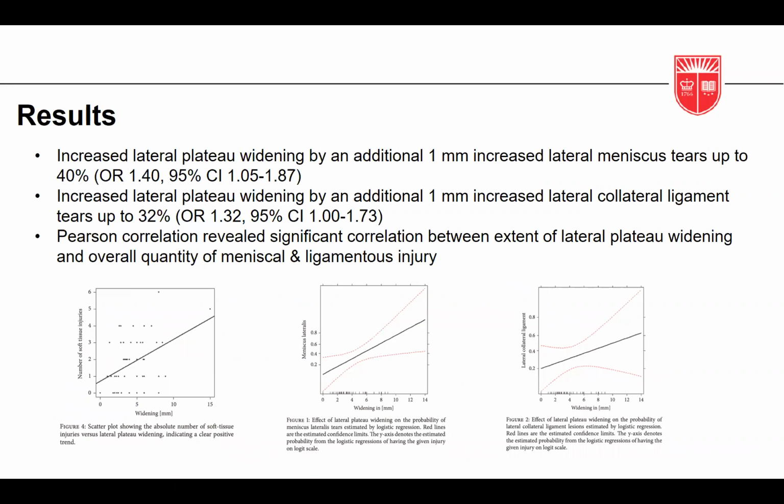The study found that increasing lateral plateau widening by an additional 1 millimeter was associated with up to a 40% increased incidence of lateral meniscus tears. Additional increase of lateral plateau widening by 1 millimeter was also associated with up to a 32% increase in the incidence of LCL tears. Here you can see that the study revealed a significant correlation between the amount of lateral plateau widening and the overall quantity of soft tissue injuries, the incidence of lateral meniscus tears, and the incidence of LCL tears.